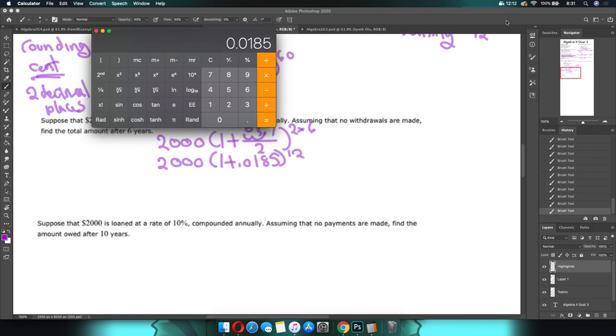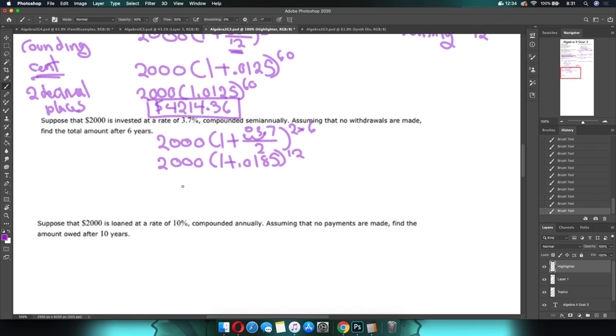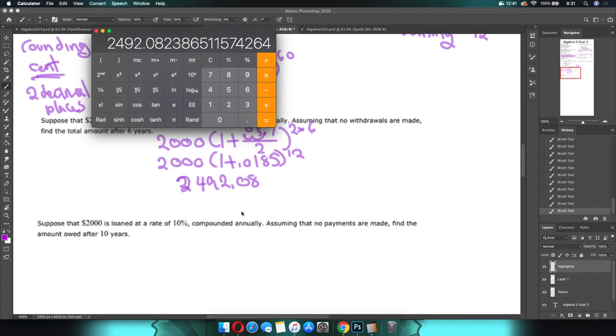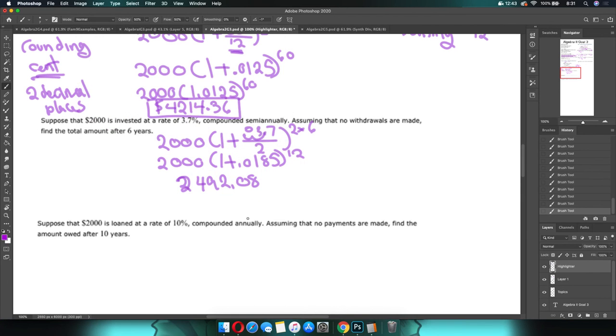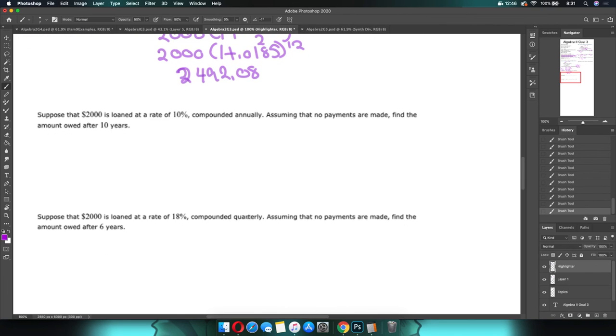So 0.0185. So where are we? Okay, so 1.0185 to the power of how many? 12, okay, times 2,000, and what do we have? 2492.08. Did I copy that right? 2492.0808. And you're starting to realize that this is just as easy as the first topic.